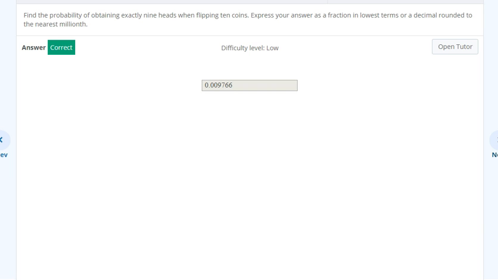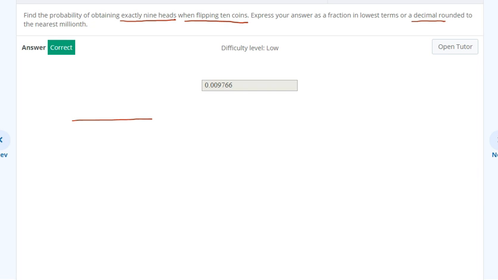Now, on this next one, again, you have to read it carefully. I'll read it along with you. Find the probability of obtaining exactly 9 heads when flipping 10 coins. So for something like this, you're going to have to find out what is your sample space.